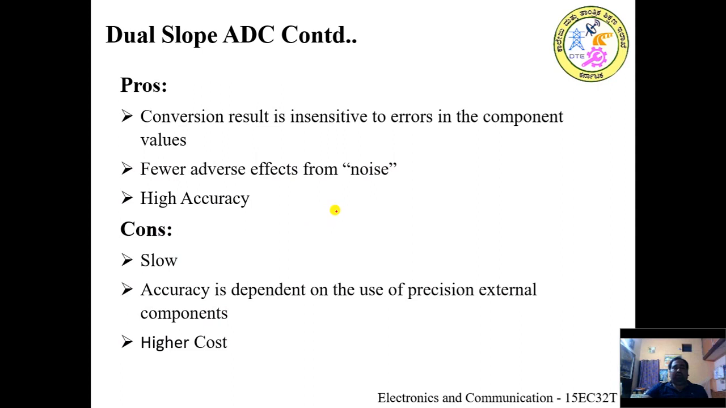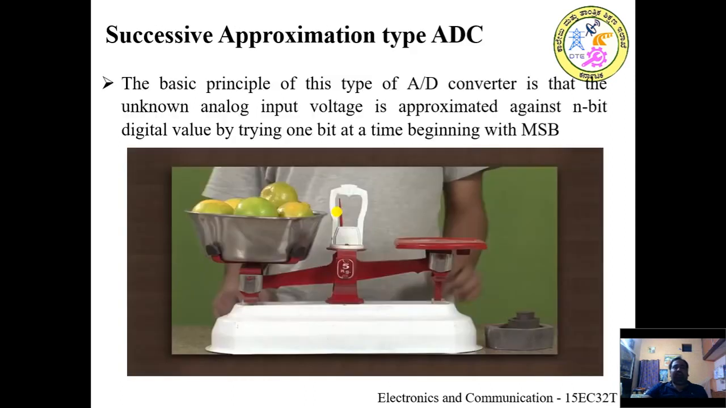Next we will move on to our next technique of ADC, that is successive approximation ADC. The basic principle of this type of analog to digital converter is that the unknown analog input voltage is approximated against an n bit digital value by trying one bit at a time, beginning with the MSB.